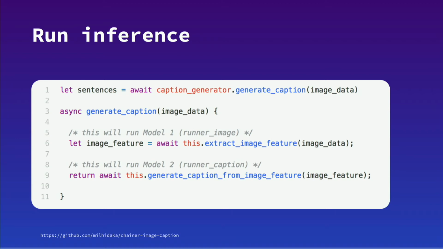The second step is running inference, so actually passing an image through the model and generating a caption. So here you can see the two steps I mentioned. First is image feature, so running the image through model 1. The second step is taking the feature vector, passing it through model 2, and generating the sentence.